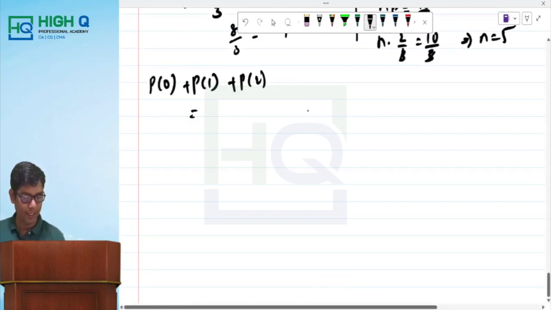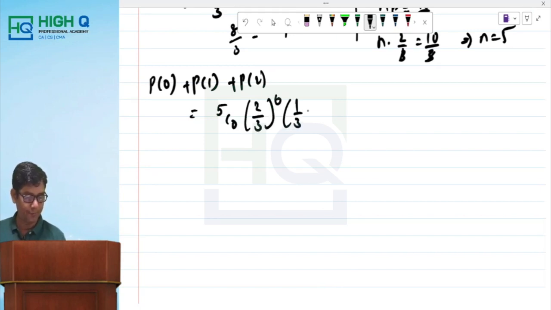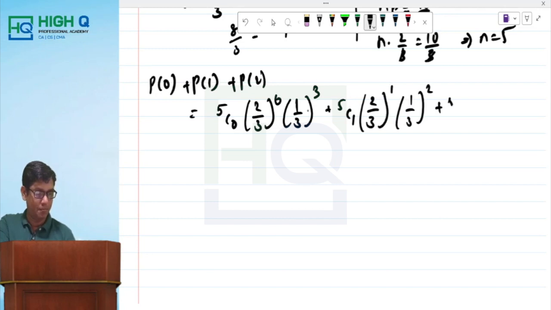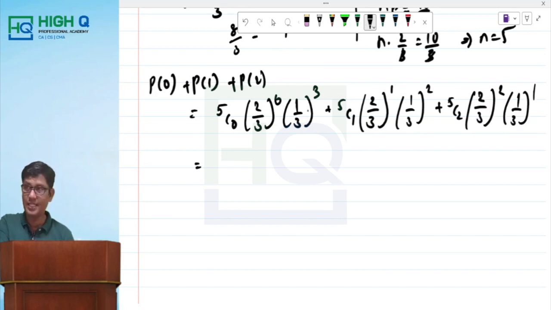What will come, my dear? 5C0, P power 0, Q power 3 plus 5C1, P power 1, Q power 2 plus 5C2, P power 2, Q power 1. 5C0 is 1. 2 by 3 whole power 0 is 1. 1 by 27. Is that right, my dear?